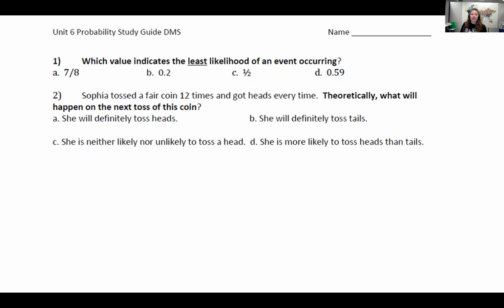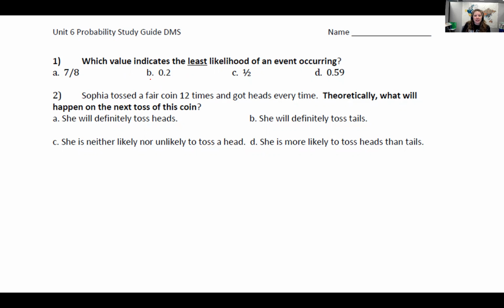So your study guide should be 100% complete, and you are simply checking it to make sure your answers are correct. A few of you missed our Zoom last Thursday. I think we got through question number 7.